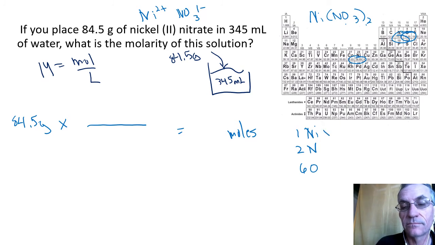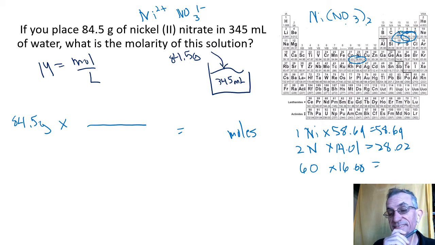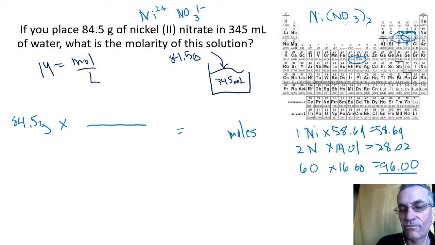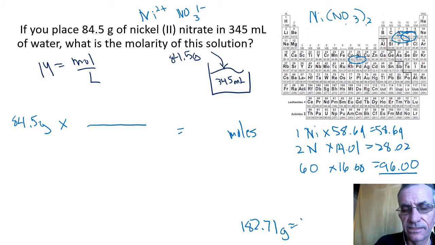1 nickel, 58.69. 2 nitrogens, 28.02, and 6 oxygens, 6 times 16 is 96. If you add it up, the grand total, oop, I kind of ran out of room there. I'll put it over here. 182.71. That's what I got. Oh, there's your conversion factor. 182.71 grams is a mole.